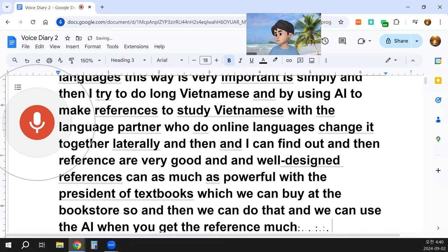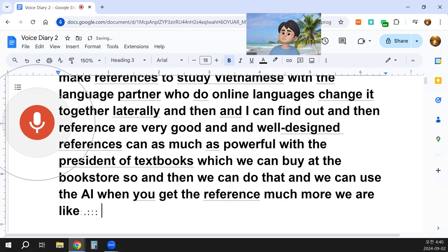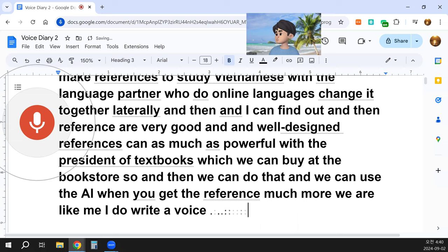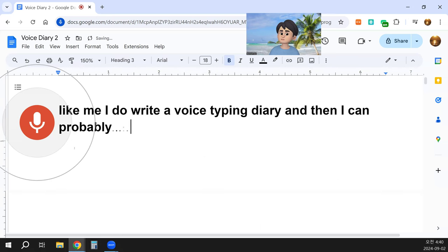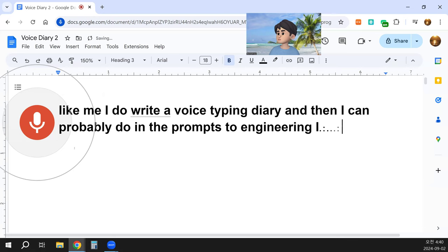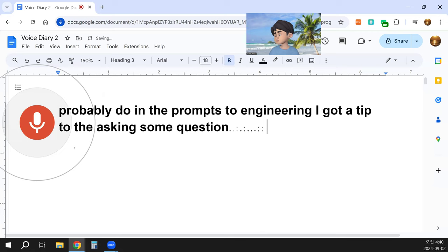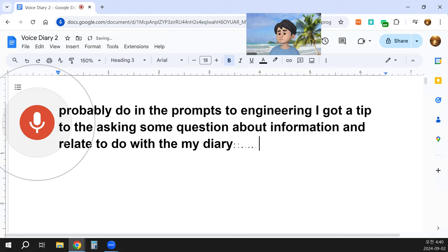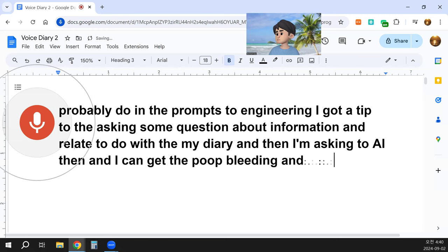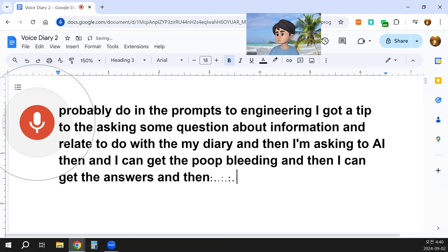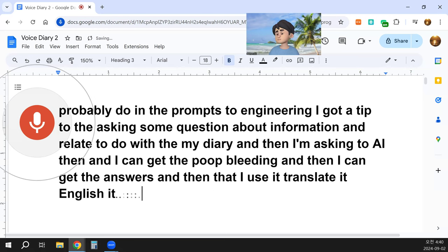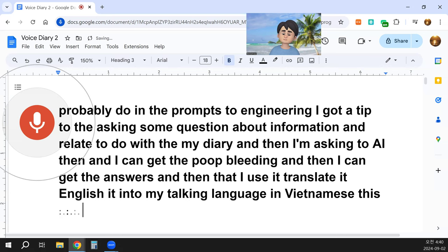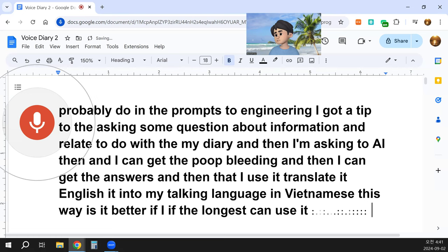Much more, like me, I write a voice typing diary, and then I can proofread it with prompt engineering. I got a tip to ask some questions about information related to my diary, and asking the AI, I can get the proofreading and the answers, and then I use it to translate the English into my target language, Vietnamese. This way is much better if the learners can use English or other languages.